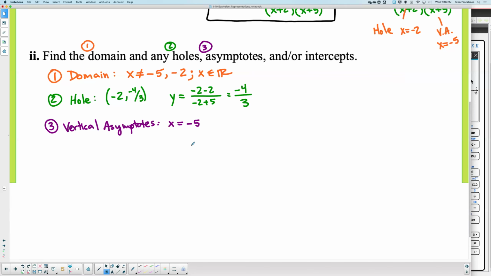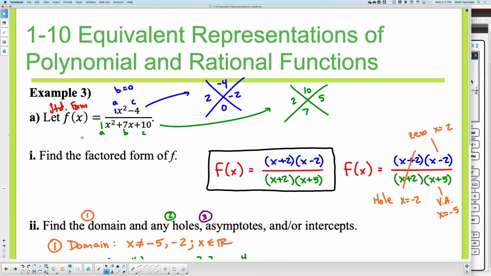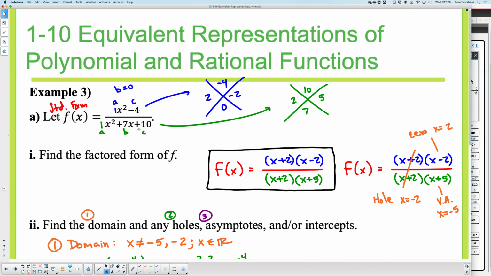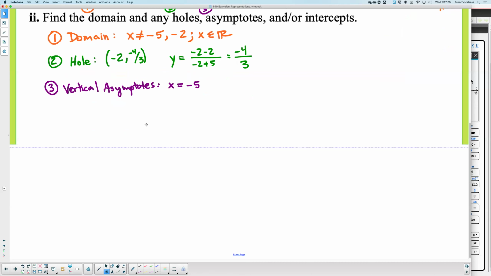So this one does have a horizontal asymptote because if we look back at the standard form, are my exponents the same? Am I bigger on the bottom or am I bigger on the top? Exponents are the same. This will also have a horizontal asymptote.